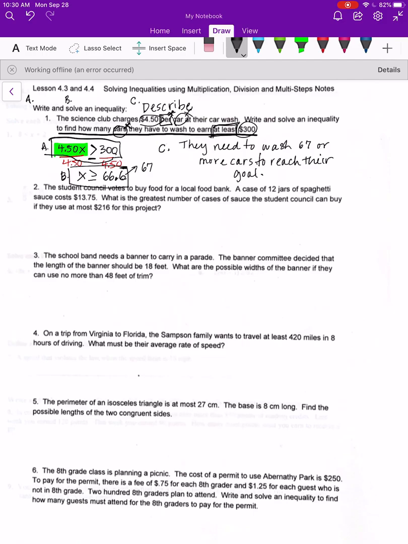The student council votes to buy food for a local food bank. A case of 12 jars of spaghetti costs $13.75. What is the greatest number of cases? Right there's my question. Greatest number of cases. So number of cases is my variable, my X, of sauce the student council can buy if they use at most $216 for this project. So I'm going to write my inequality. They're wanting to know the number of cases.